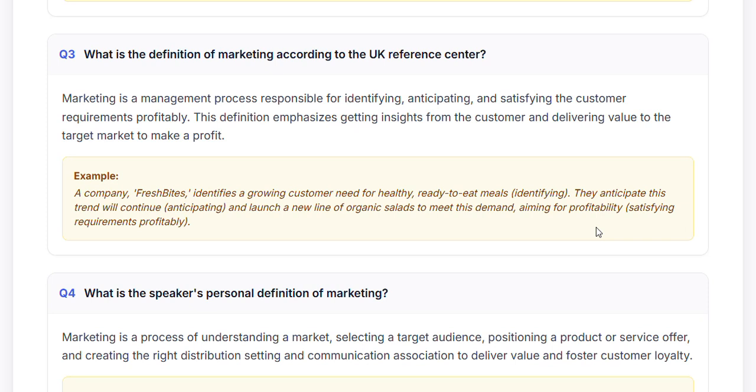For example, a company, Freshbit, identifies a growing customer need for healthy, ready-to-eat meals. They anticipate this trend will continue and launch a new line of organic salads to meet this demand, aiming for a profitable line.